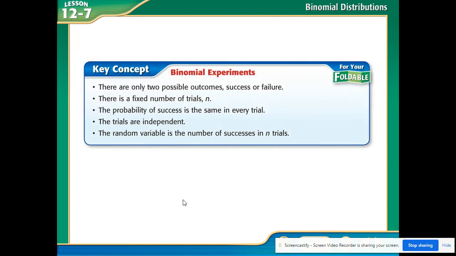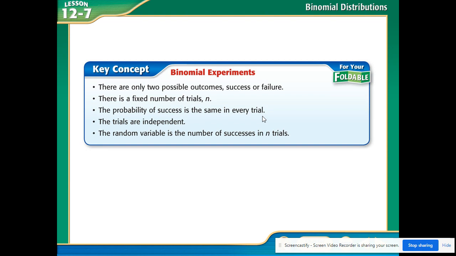What is a binomial experiment? Well, there's only two possible outcomes, a success or a failure, heads or tails. You make it or you don't. There's a fixed number of trials. We're going to do this 5 times, or we're going to do this 20 times. The probability of success is the same in every single trial. Either we get it or we don't, and that doesn't change.